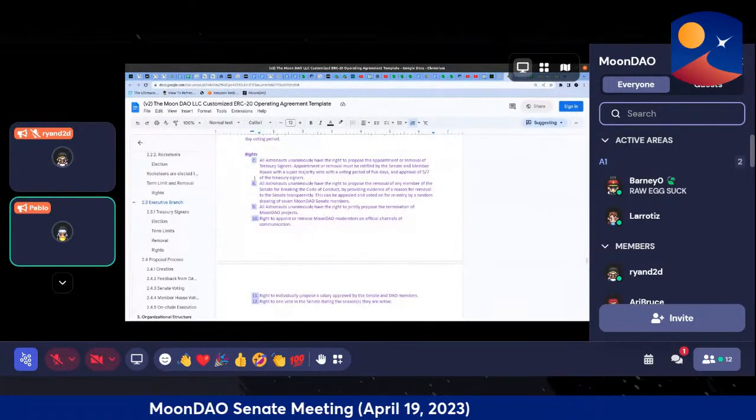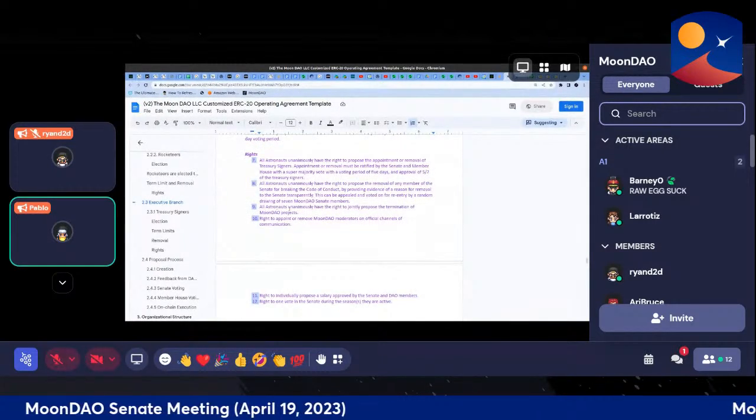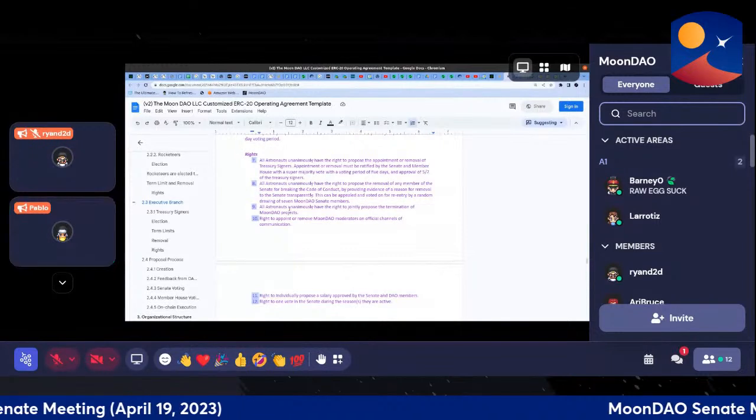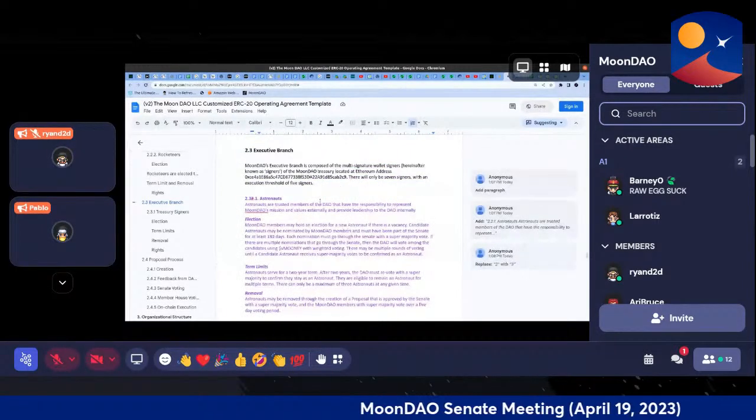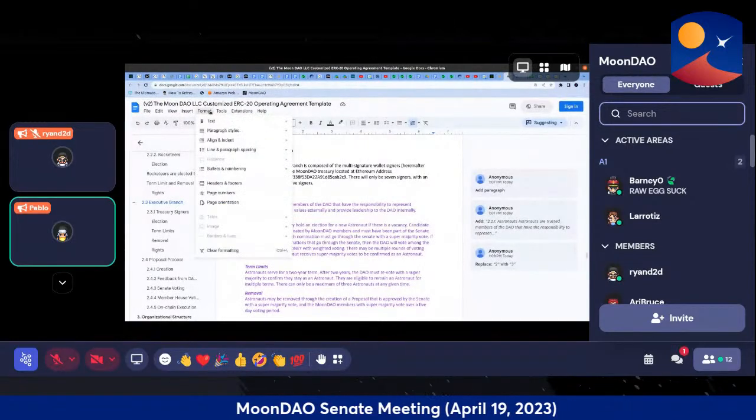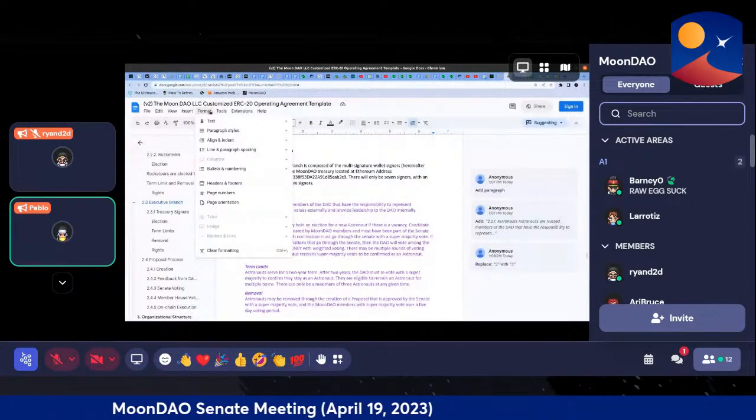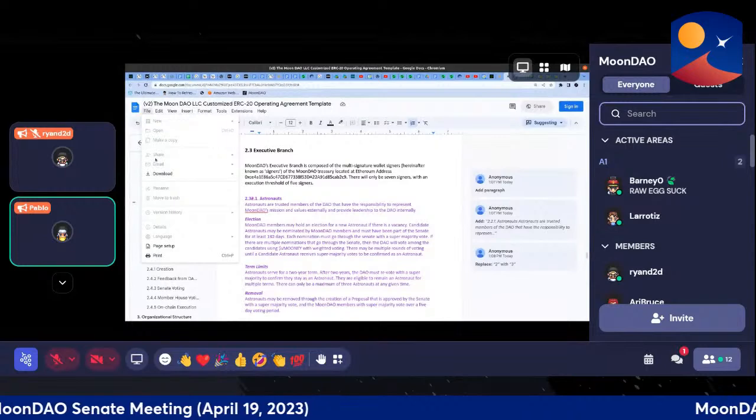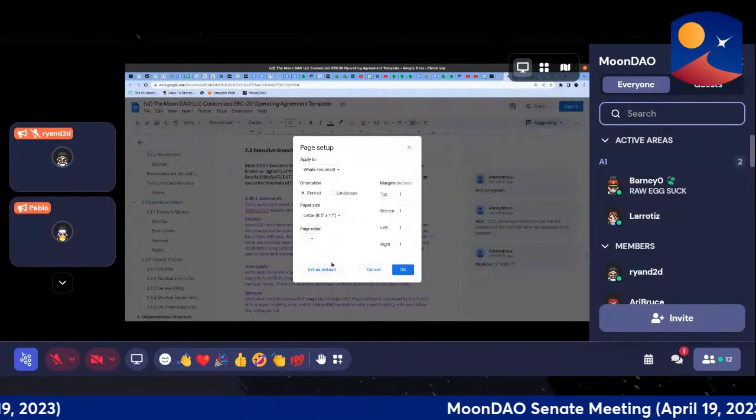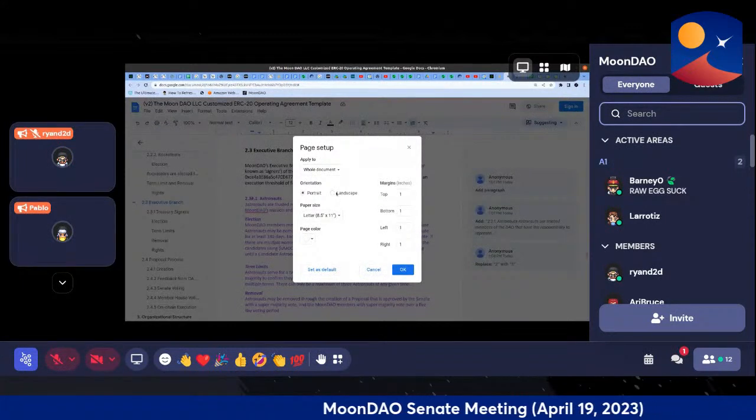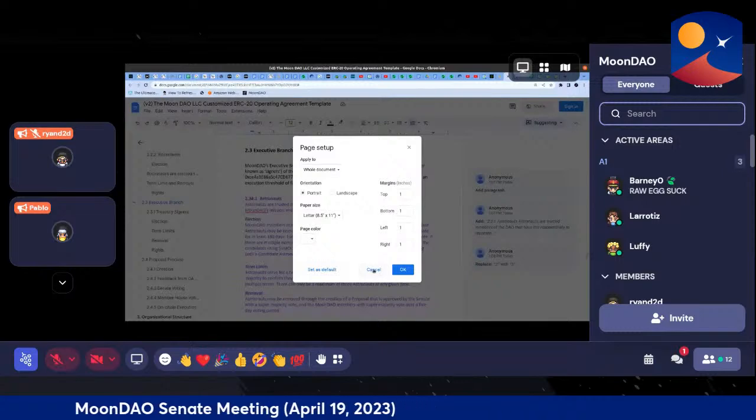Yeah, I think these numbers need to be updated. Can you put the doc in page list mode? How do you do that again? The format? File. Down at the bottom, page setup. Oh, see, I don't know why. Sometimes MoonDAO docs are like this. I don't know how to do it when it's like this. Never mind. We don't have to get into it now.